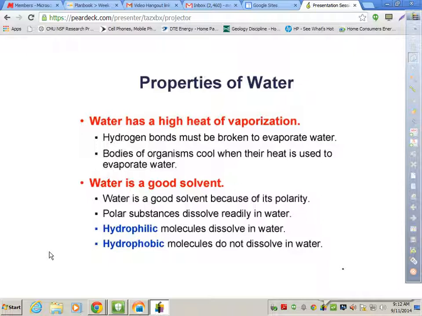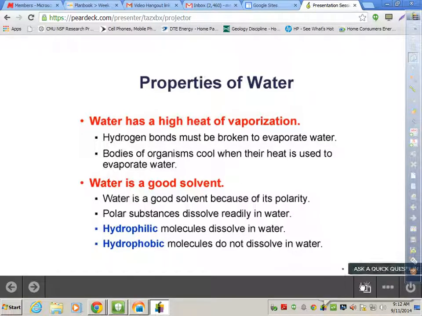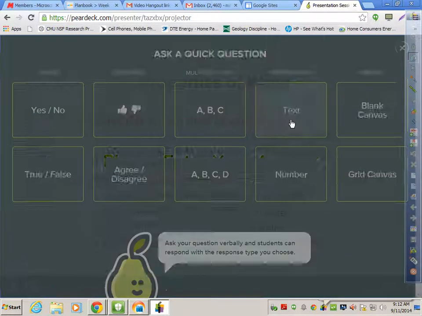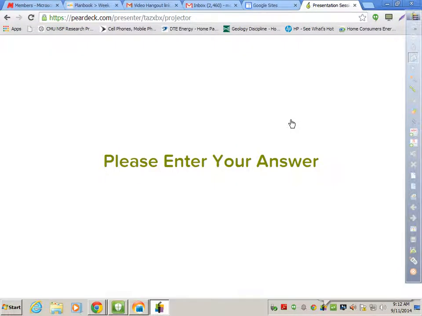So water is a good solvent. A lot of that's due to its polarity. The polar substances dissolve readily in water. Why do polar substances dissolve in water? I'm going to poll you, using the tool that's in front of you. Because I just did a whole biochem activity talking about polarity, and I won't say another word or I'll give you the answer.